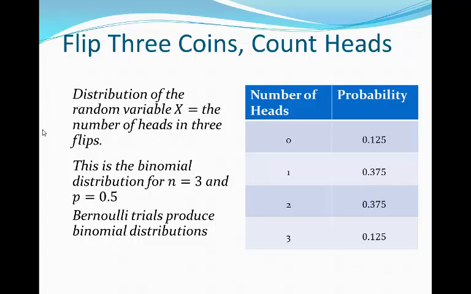I just want to point out that this is an example of what we call a binomial distribution. A binomial distribution is the distribution of a random variable that reflects Bernoulli trials. So this is the binomial distribution for n equals 3 trials, and where p, the probability of success, is 0.5. The r that you see in the formula actually appears in the first column. R is 0, 1, 2, and 3, and that of course produces 4 different probabilities.